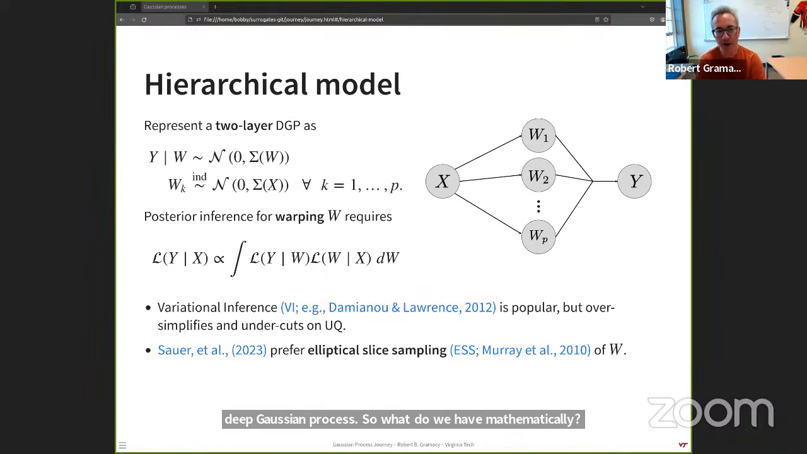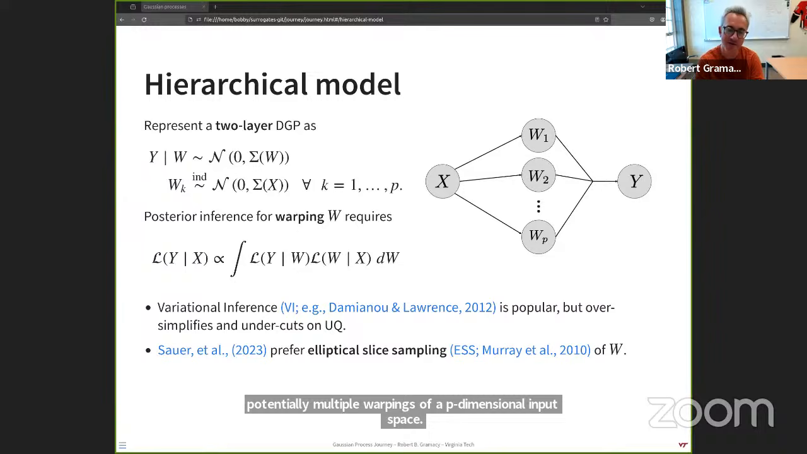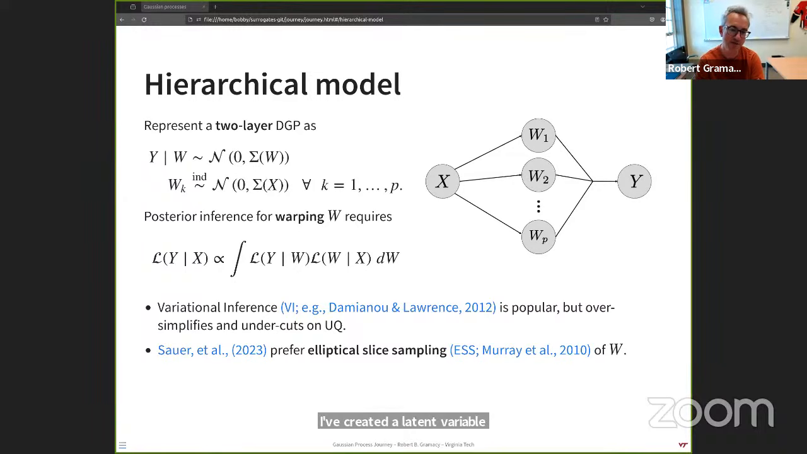We have a hierarchical model where we're changing the labels of the variables here. I'm not using y1, y2, and y3 anymore. I've just got my y's as a function of x's through a latent warping variable w, which is potentially multiple warpings of a p-dimensional input space. There are many ways to do this, but the idea is that I've created a latent variable w that has a Gaussian process prior that relates my original inputs x to my responses y through inverse distances.